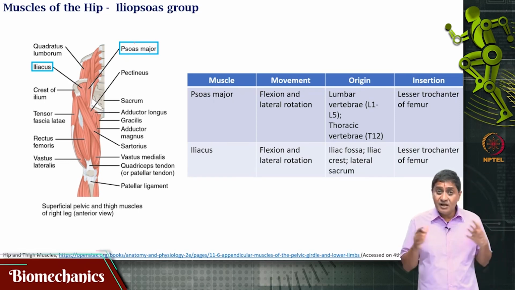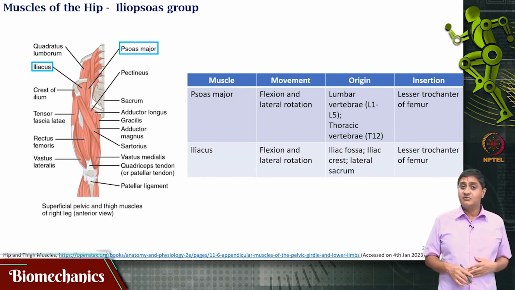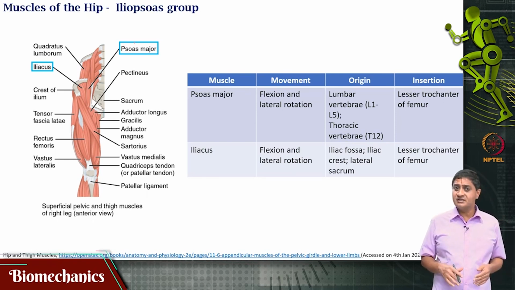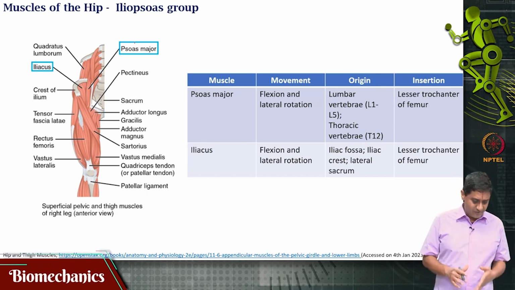So, there are very large muscles. Some of these muscles are relatively big, huge muscles. The origins of most of these muscles are on the pelvic girdle. The insertion of most of these muscles is on the thigh bone or the femur.